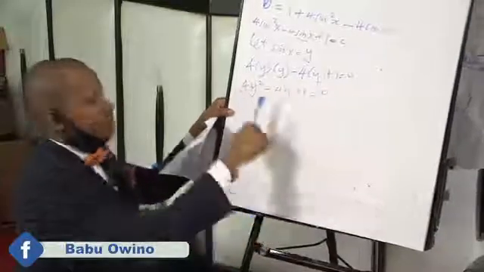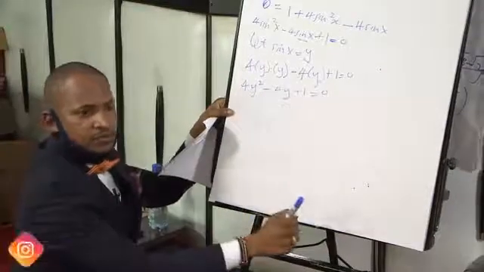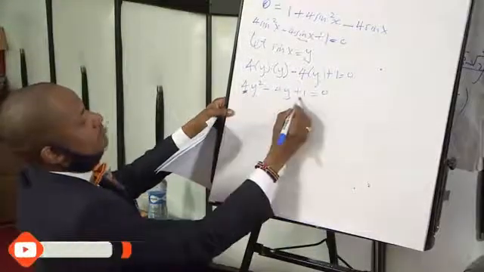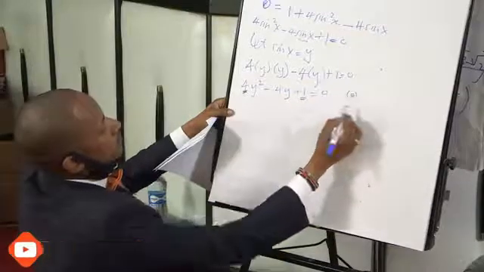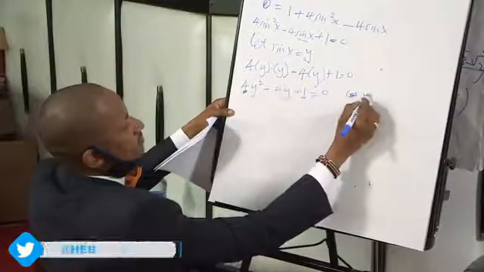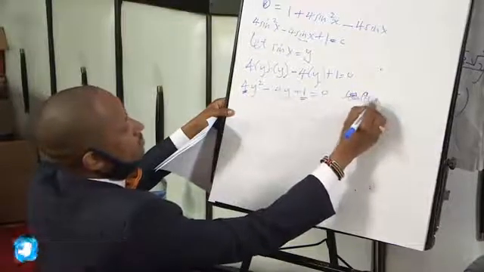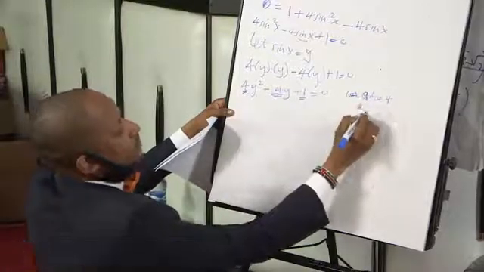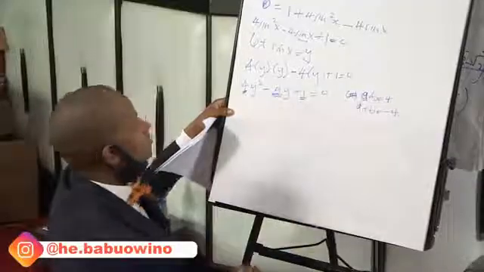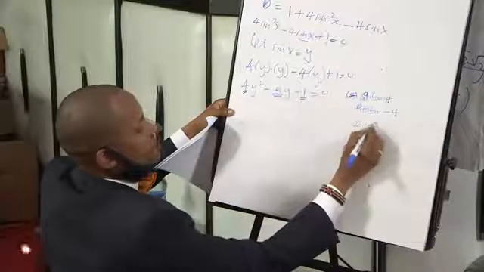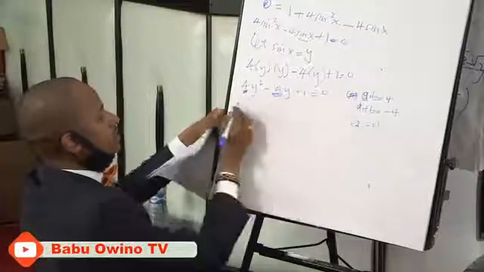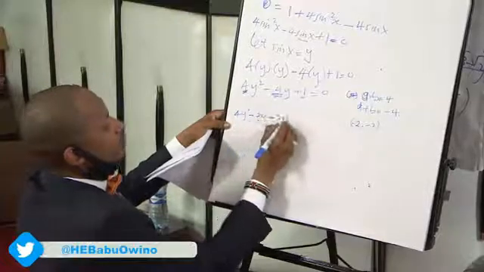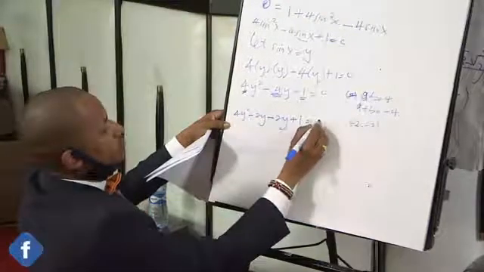Now, this is a quadratic equation. We just factorize this. So look for two numbers again. When you multiply the two numbers, let's say a times b, it gives you 4 times 1, which is 4, and when you add them, it gives you negative 4. So the two numbers here are negative 2 and negative 2. Therefore, when you factorize this, it becomes 4y squared minus 2y minus 2y plus 1 equals 0.